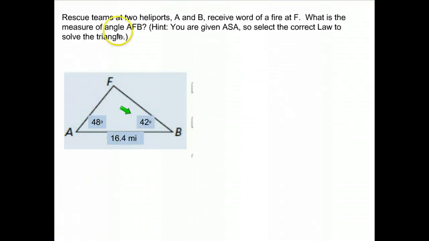Okay, here we have another example. It says rescue teams at two heliports A and B, so those are where the helicopters are coming from, receive word of a fire at F. What is the measure of the angle AFB? Now, where is that angle located? To find the location, it's the middle letter in the angle's name. So it's this angle right here at F, AFB.